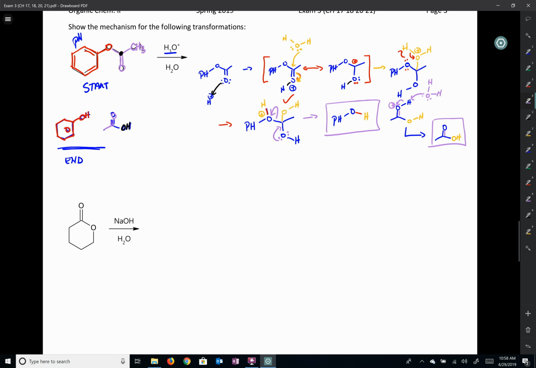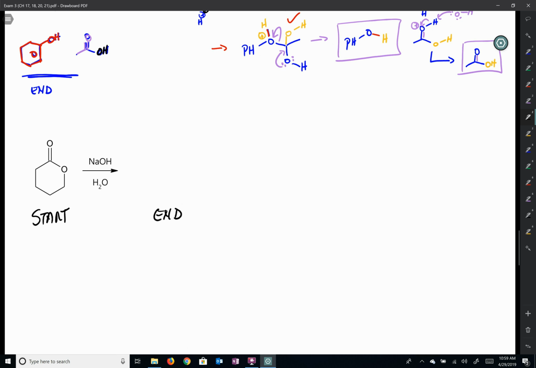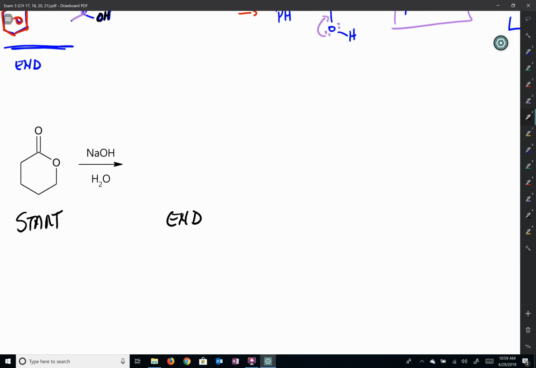Next, we've got another ester, but now under basic conditions, right? So here's where we start. Do you guys remember where we end, right? So if you want to take a quick pause and say what happens under base conditions for an ester, what's our product going to be? So take a quick pause, see if you guys can come up with it, and then come back.